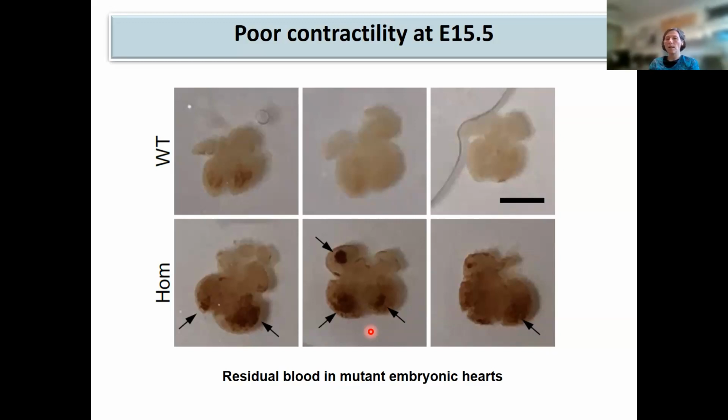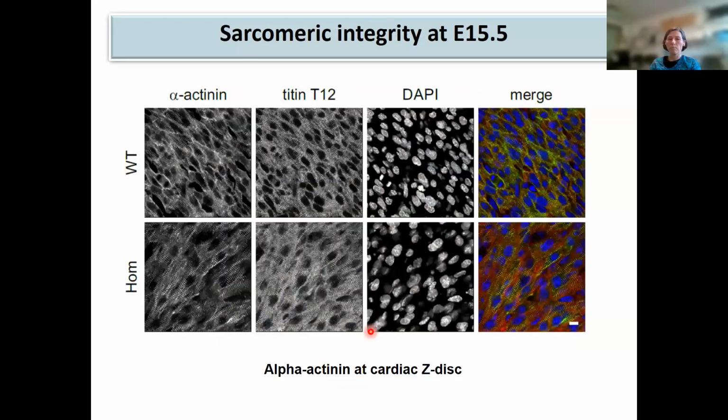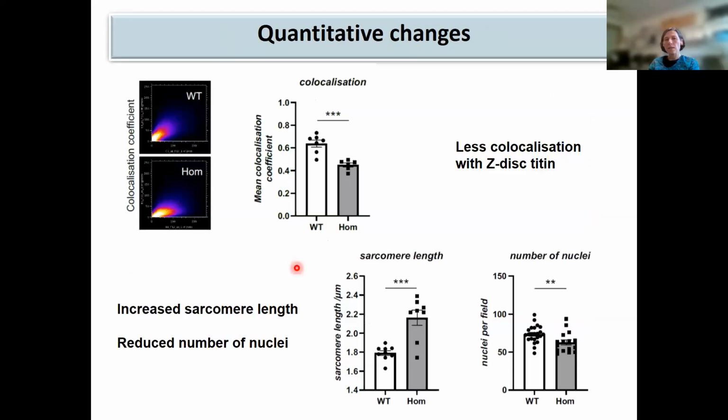So we thought, alpha-actinin is a sarcomeric protein, it's mutated, most likely the sarcomeres will look really horrible and non-functional, but they looked surprisingly good. The homozygous had alpha-actinin at the Z-disk striation where it should be, co-localizing with titin. Only when starting to do quantitative analyses did it become apparent that there was a bit less co-localization with Z-disk titin.